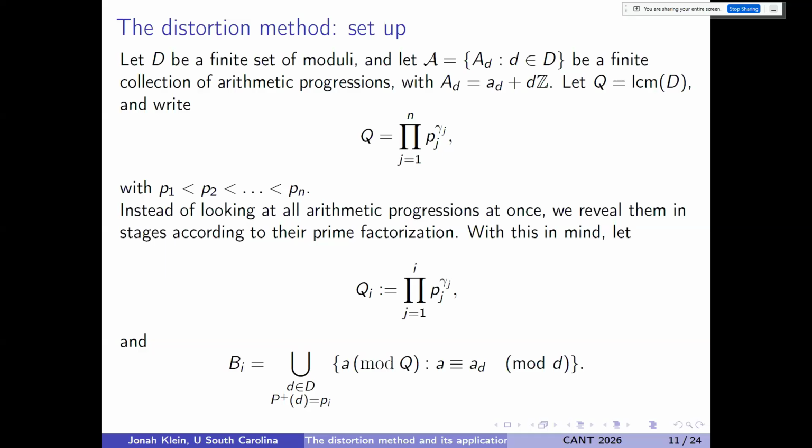What we're going to do is that instead of looking at all the arithmetic progressions at once, we're going to reveal them in stages according to their prime factorization. So we're going to start by revealing the 2-smooth moduli, then the 3-smooth, then the 5-smooth, and we're going to build up essentially the complexity of the LCM of what we're considering. Okay, so with this in mind, we'll define Q_i to be the potential LCM at stage i of this process, and we'll let B_i be the set of integers mod Q that get covered at step i.